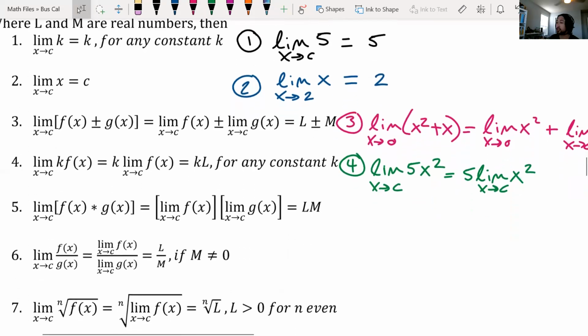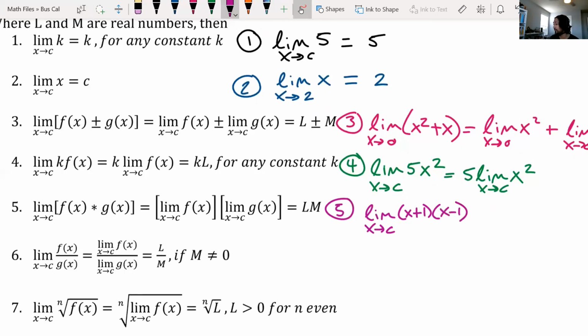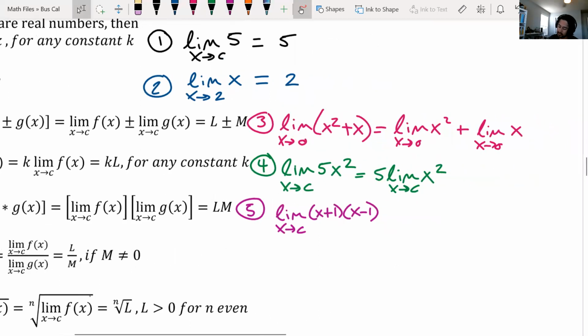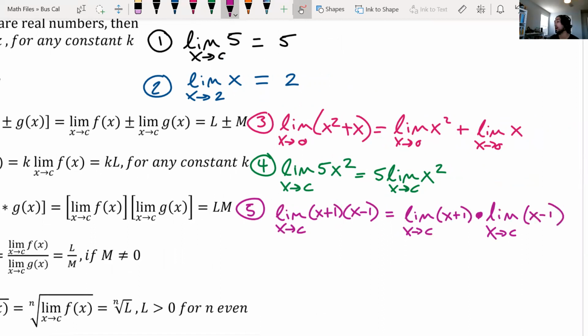And number 5 is just like number 3. I can apply the limit to multiple terms, but this time connected by multiplication. So for this one, it says the limit as x approaches c of f of x times g of x can be rewritten as the limit of f of x times the limit of g of x. A good example of that: let's say I had the limit as x approaches c of x plus 1 times x minus 1. I'm just going to do 2 terms, keep it simple. I can rewrite this as the limit as x approaches c of x plus 1 times the limit as x approaches c of x minus 1, and so on and so forth if I had more terms.